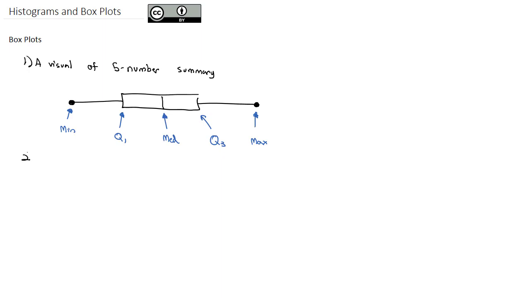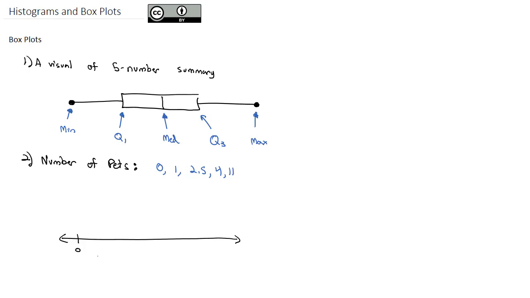So if you remember from our previous video, we were looking at the number of pets people owned. And we found the number of pets could be summarized with the 5-number summary of 0, 1, 2.5, 4, and 11. So if we wanted to make a box plot to visualize this 5-number summary, we'll start with a number line. And the number line must be drawn to scale. This helps us see how spread out the different quarters of the box are.